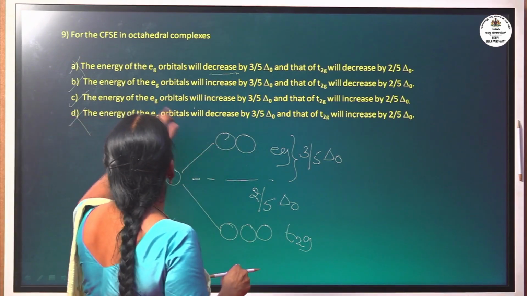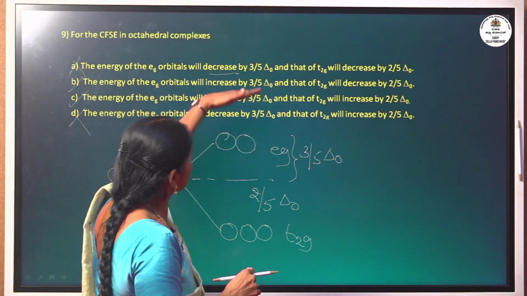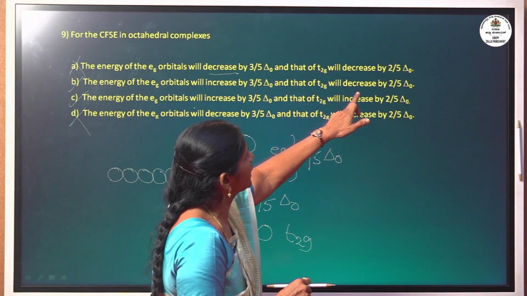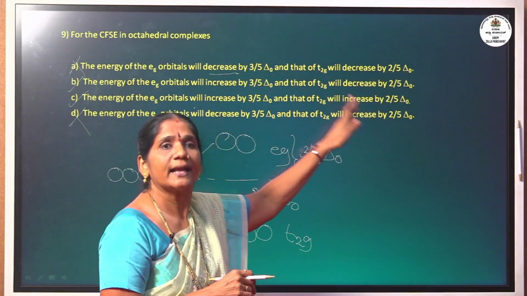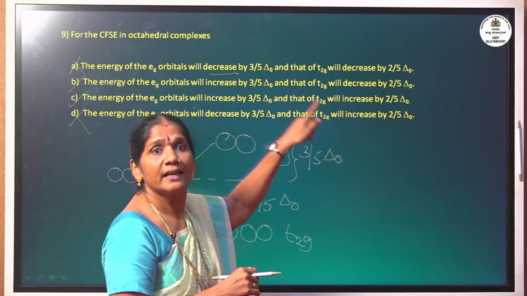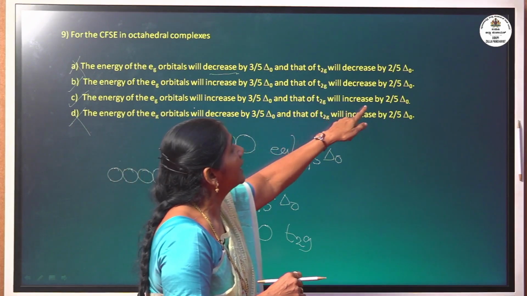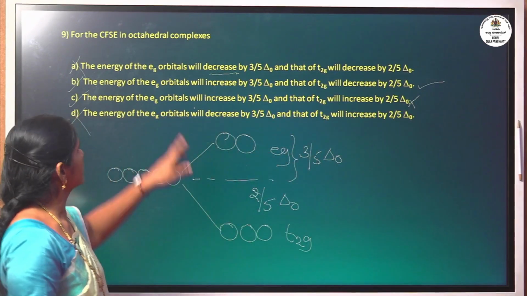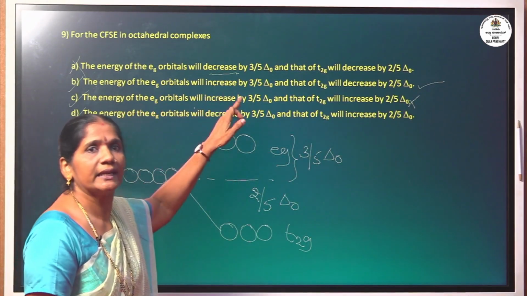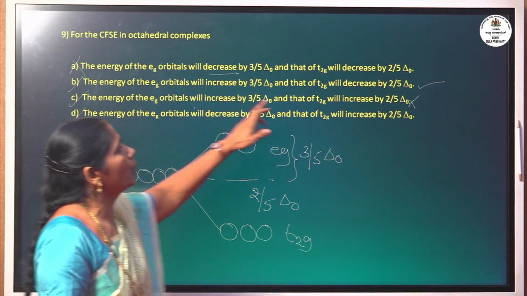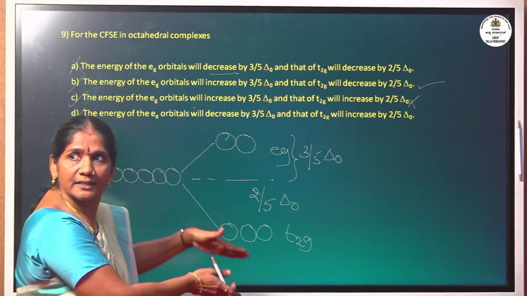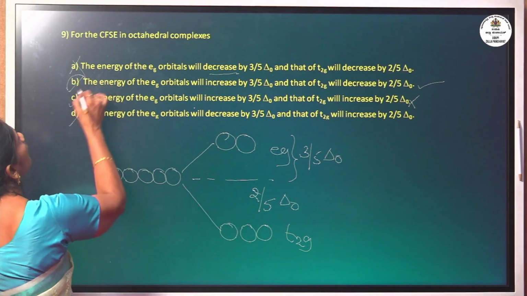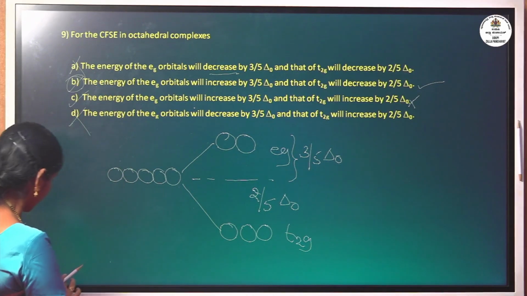Among these two, we will see the energy of the EG orbitals will increase by 3/5 delta O, and that of the T2G will decrease by 2/5, and that should be the correct answer, because the next one says the energy of the T2G will increase by 2/5. So this can't be the answer. So the correct answer is the energy of the EG orbitals will increase by 3/5 delta O, and that of T2G will decrease by 2/5 delta O, and therefore the correct answer can be only B and not the other one.